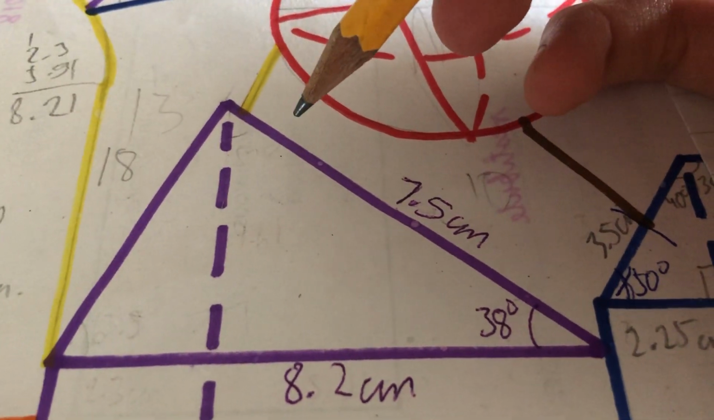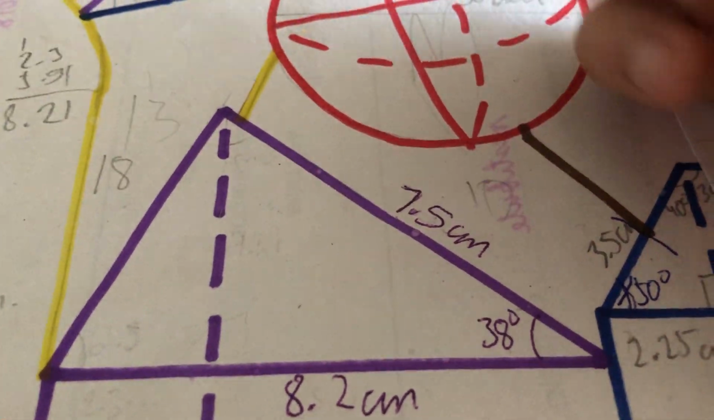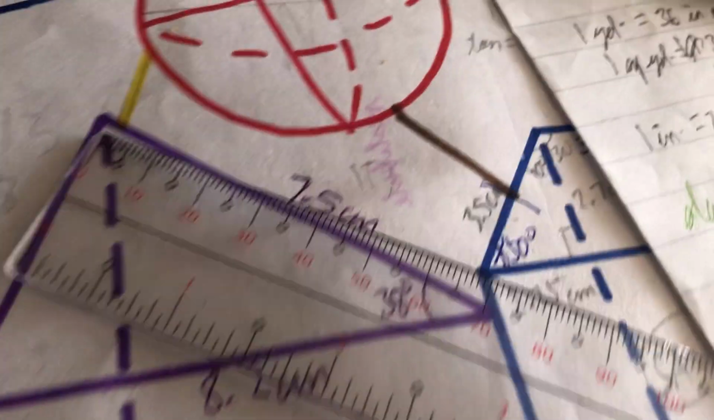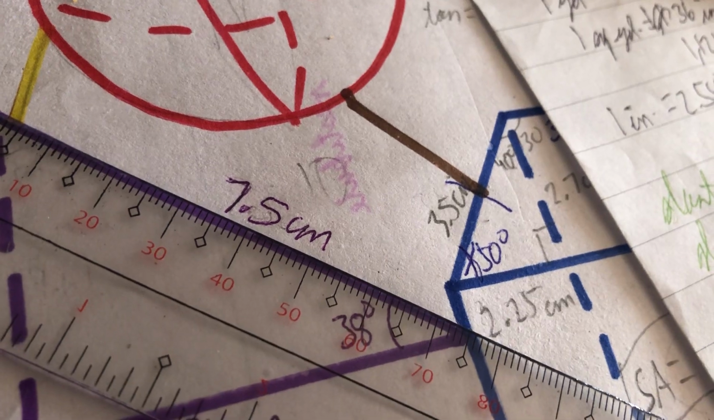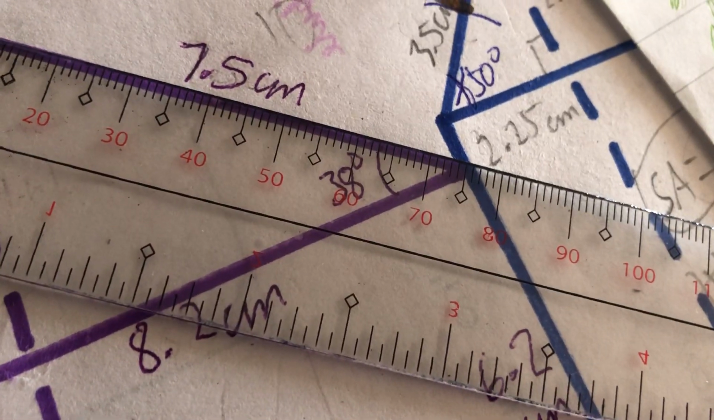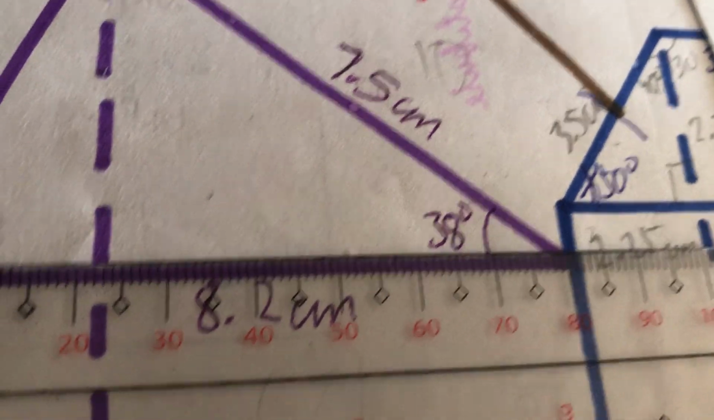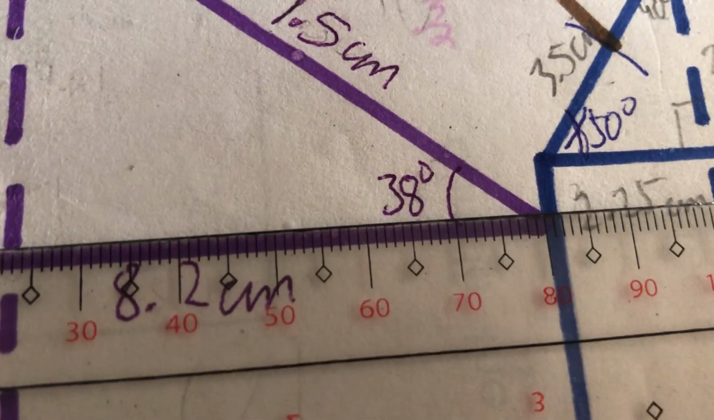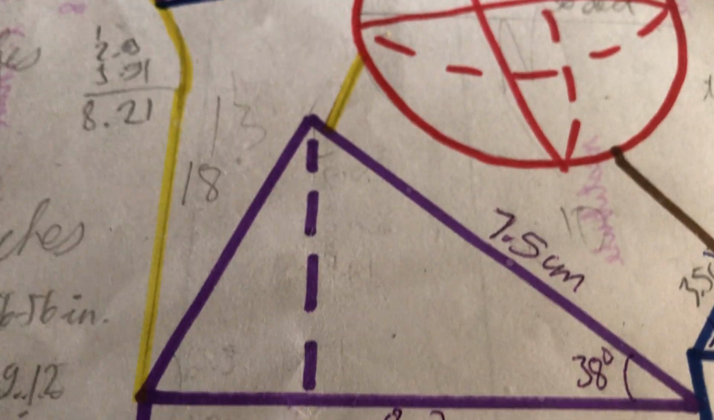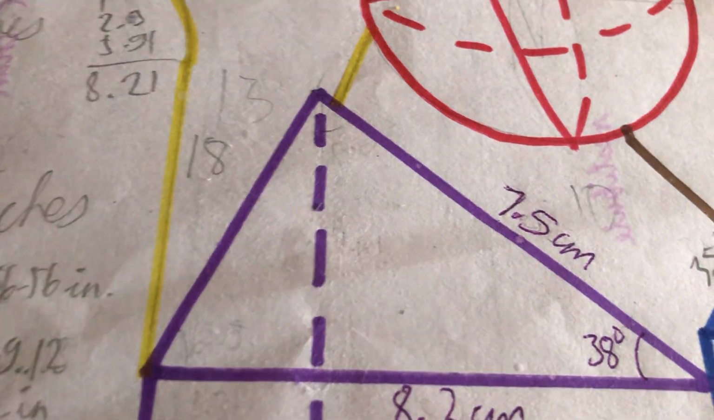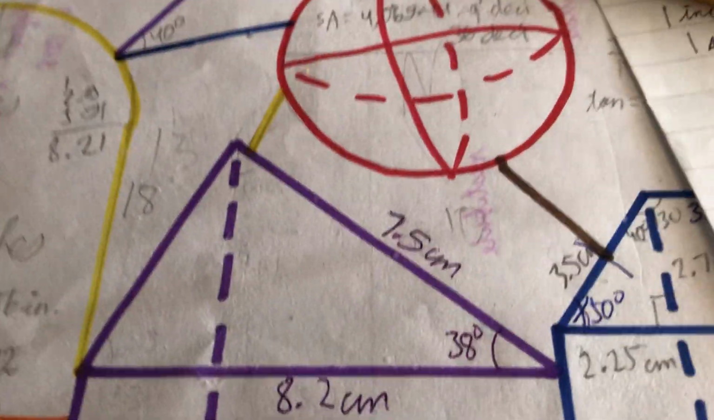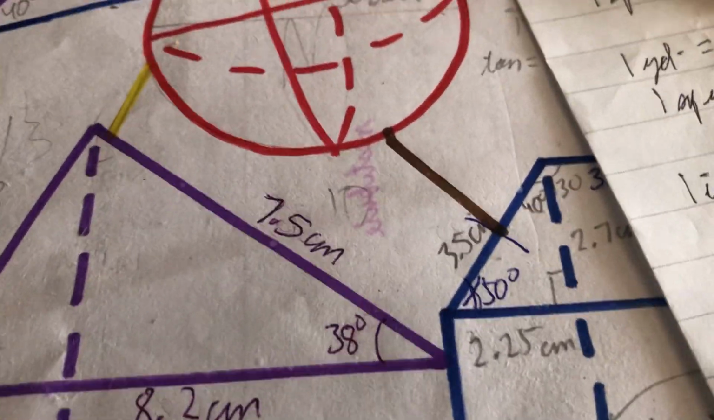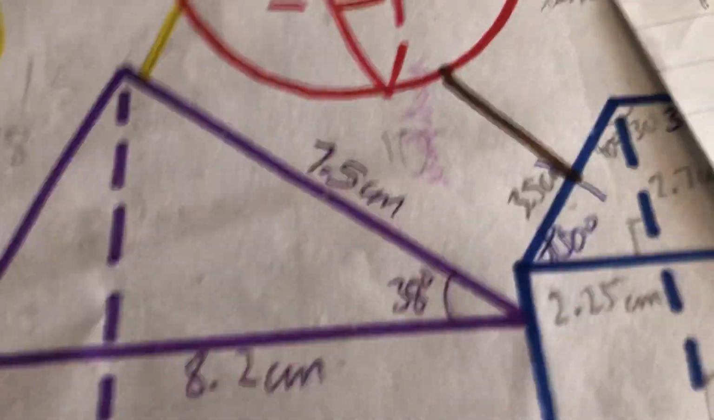A triangle such that we have this side that measures 7.5 centimeters, as you can see here. And then 8.2 centimeters, as you can see here. But we are looking for the remaining measure, and we can't. It's kind of hard. But we are given a clue such that the angle measures 38 degrees.